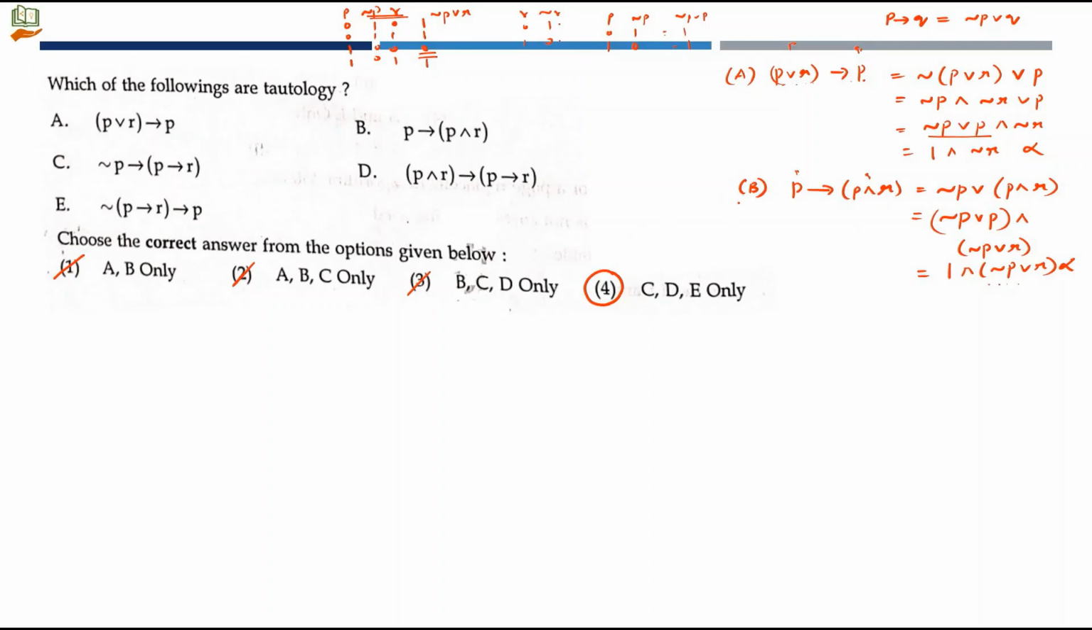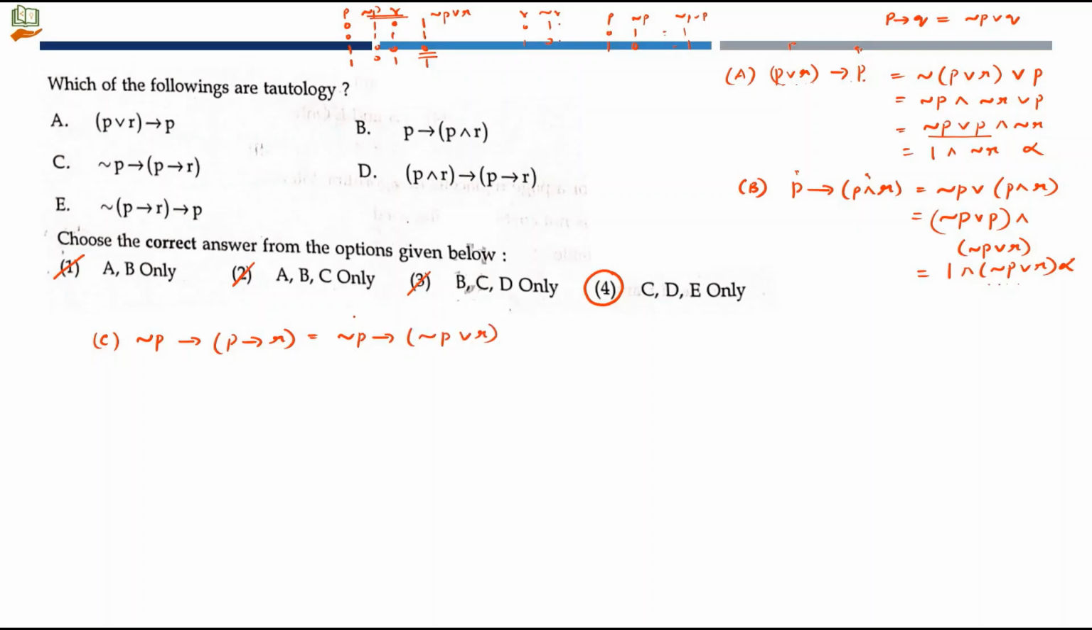From these two evaluations also, you can conclude option number 4, C, D, E as the answer. Now let me tell you how to solve C, D and E. This is for your learning purpose. Negation of P implies R. Let's first solve P implies R. Negation of P implies not P or R.